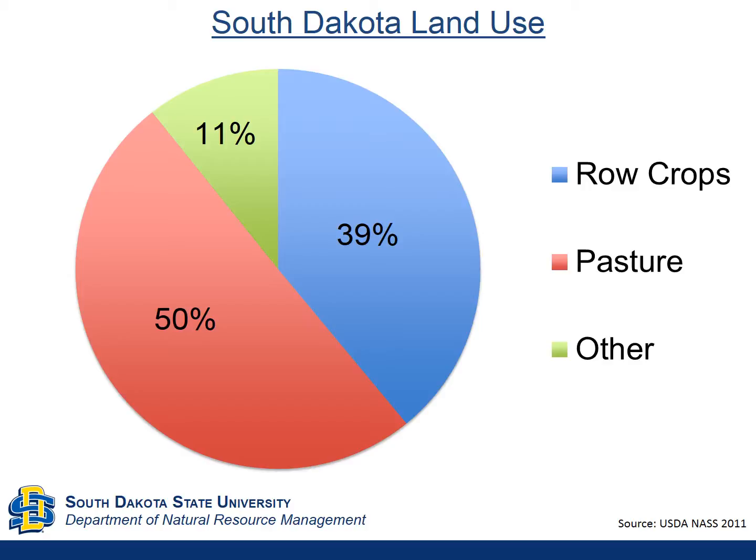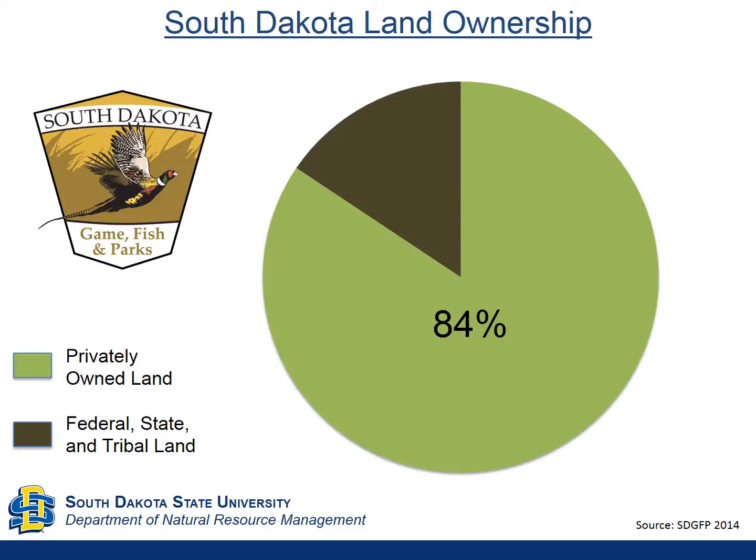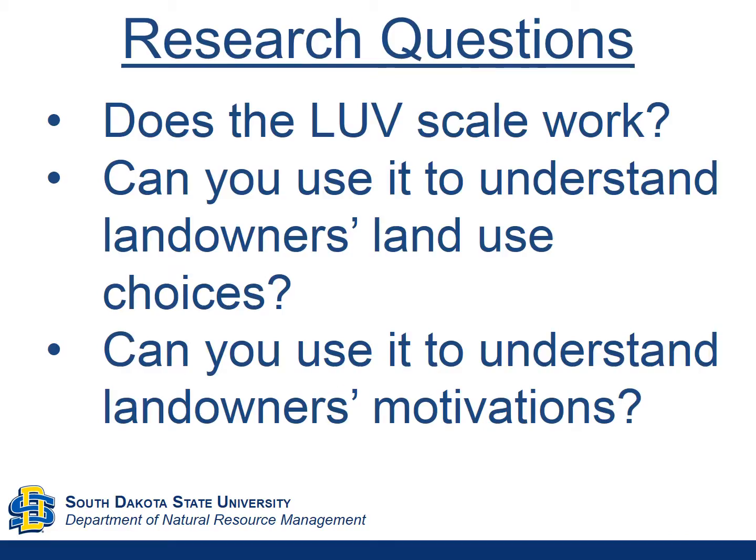Before I dive into my results, I'm going to give you a little bit of background information on South Dakota. 89% of the land is used for farming, which includes ranching, and only 11% is used for things like housing and roads. And 84% of the land is owned by private individuals and families. Now moving on to the land use value scale. These are my research questions.